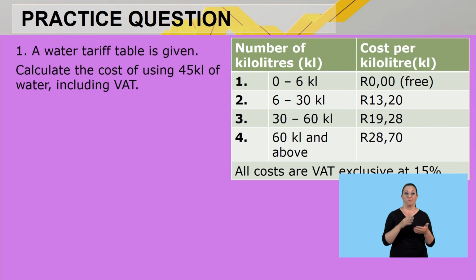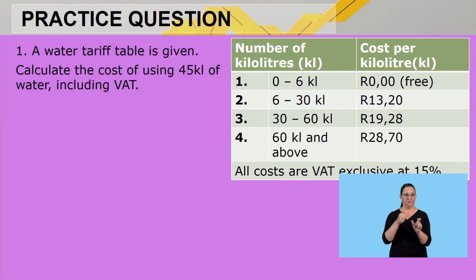Now you have your blocks, which are block 1 up to block 4. It's given to you and you are given the sliding scale from 0 to 6 and other blocks, and you are given the cost. You must also check if the cost is given in cents or in rands. In this case, it is given in rands. And then you must also check if VAT is included or excluded. So now looking at the last part on our table, it says VAT exclusive.